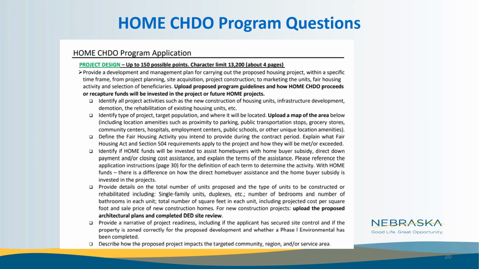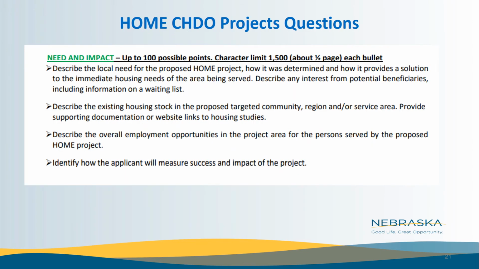And if you have other items that you want to include as an upload, there is a section in the application for additional uploads. But if you do that, I want you to refer in your narrative that you do have additional items in that section that you're uploading. So for the needed impact section, there are 4 bullets, and for each bullet you'll have a text box, which is about half a page, up to 100 possible points for this section. We just want to make sure that you, in your narrative, describe the need that you're filling and the impact that your project will have.